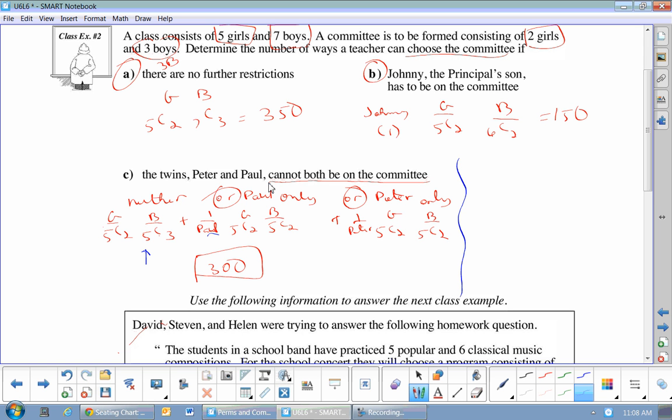Okay? So the opposite would be no restrictions minus, well, let's put both on committee. Okay, so no restrictions is right there, 350, we already did it. Minus. Let's talk about the committee where both of them are on there.